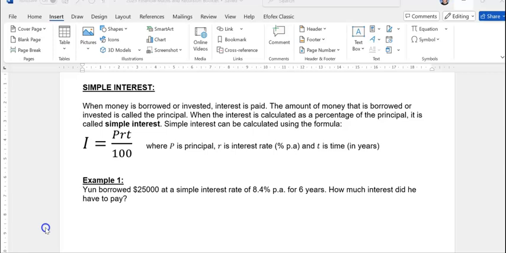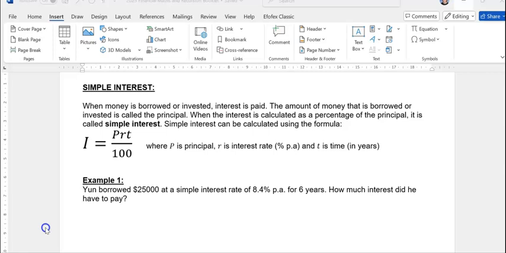So interest is calculated in a number of different ways. The most basic way is what we're doing this morning, called simple interest. So the three variables that are in that formula that we need to be able to work with are P meaning principal, R meaning rate or the interest rate, and T meaning time.